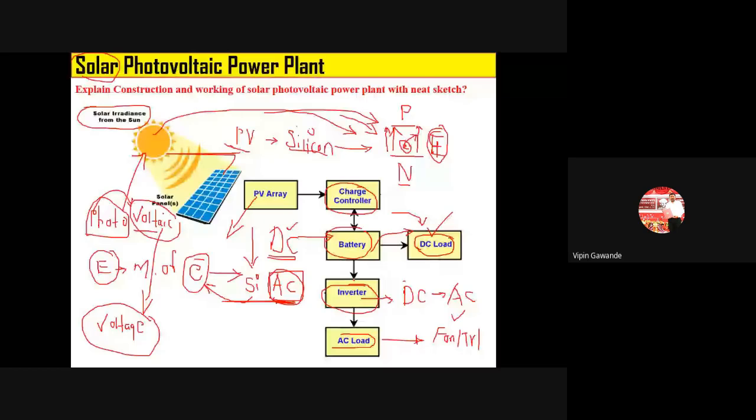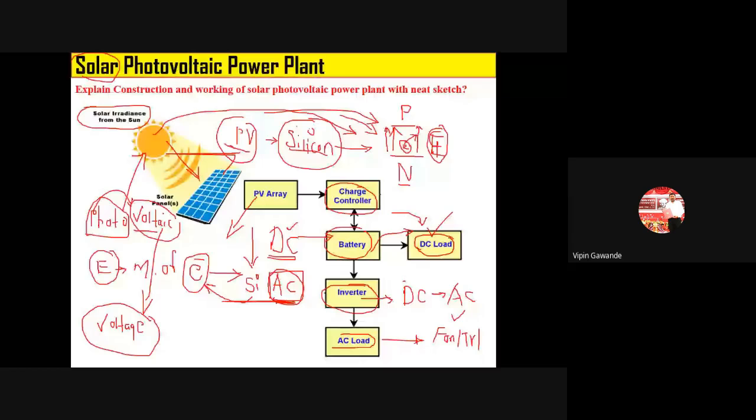working of this photovoltaic power plant. So how does this photovoltaic power plant work? It works on the principle of the photovoltaic effect. This is called the photovoltaic effect. What is the photovoltaic effect? When the PV panel, which consists of silicon, which is one type of semiconductor, has the sun rays falling on it, the atom of the silicon receives that energy, and electrons get emitted.